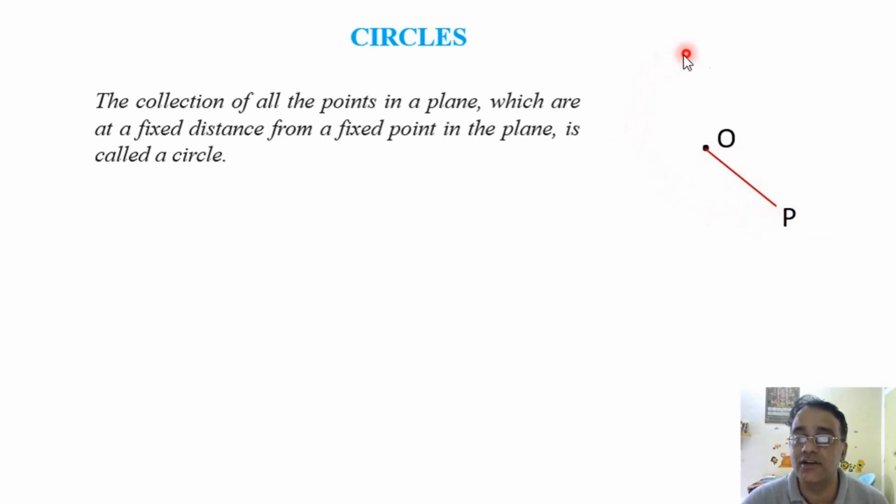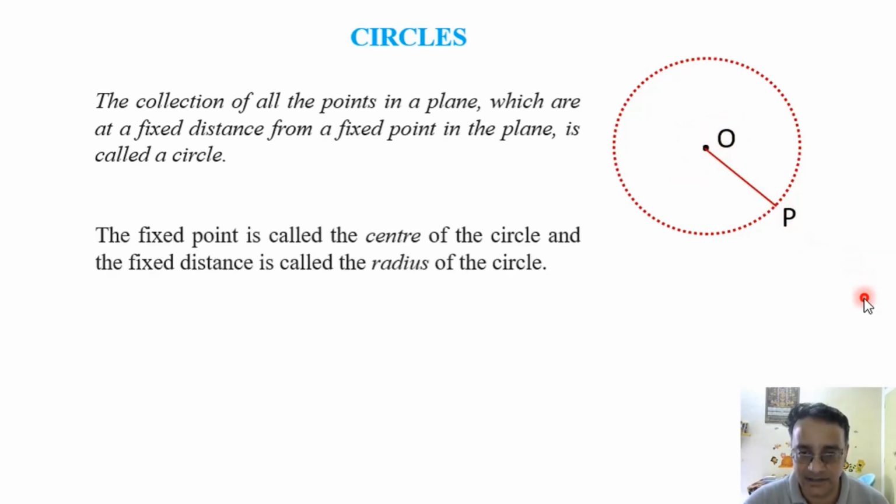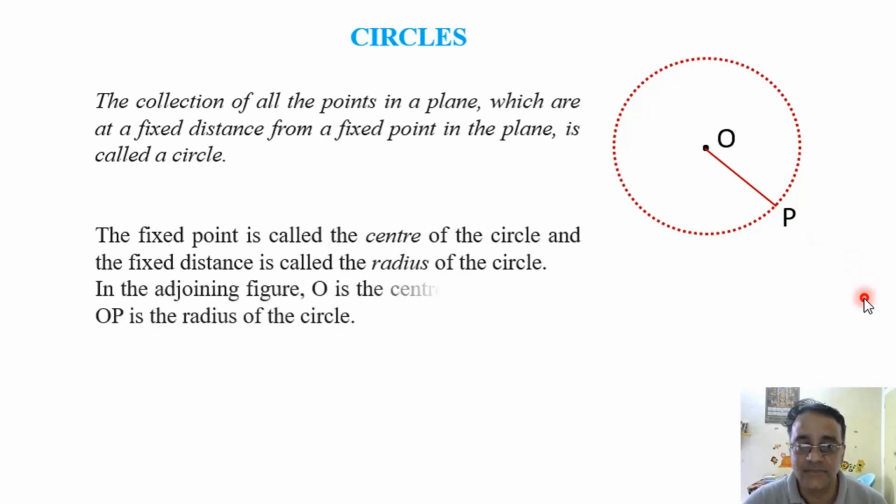We are going to collect all the points in this plane which are equidistant from this fixed point. So we collect all the points, and a shape will form, that is called a circle. And this fixed point is called the center, and this fixed distance is called the radius. Is that clear? Now in this figure, O is the center and the length OP is the radius of the circle. See, this is the circle.